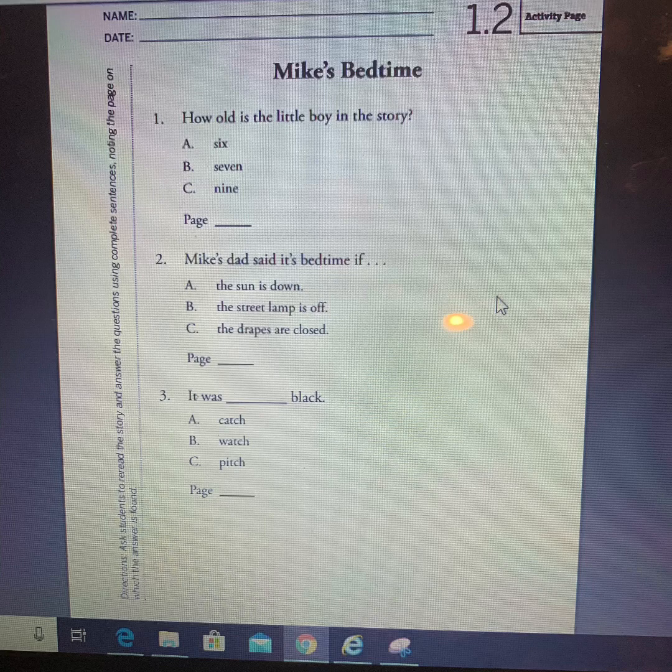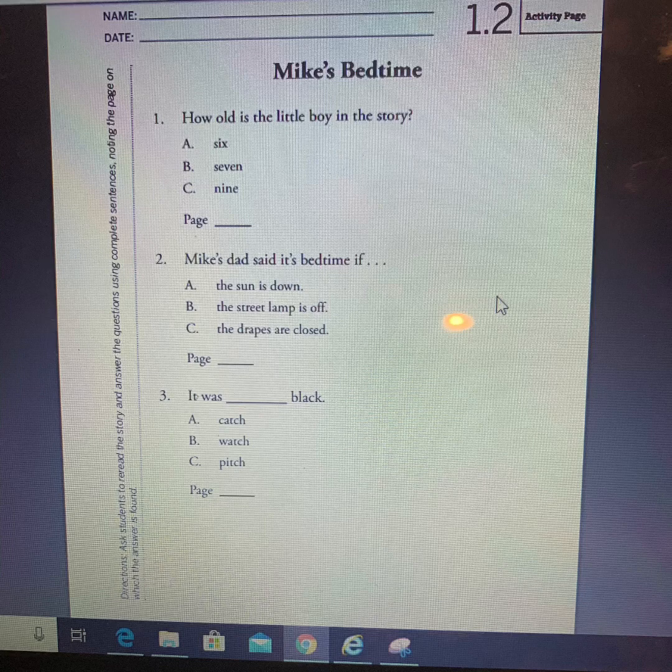Then I would like you to find this page in your packet. It's page 3. It's called Mike's Bedtime. There are 3 questions for you to answer on this first page. I will read them to you now. Number 1, how old is the little boy in the story? A, 6, B, 7, C, 9. And then it says page. After you answer the question, you need to write the page number from the story where you found that answer.